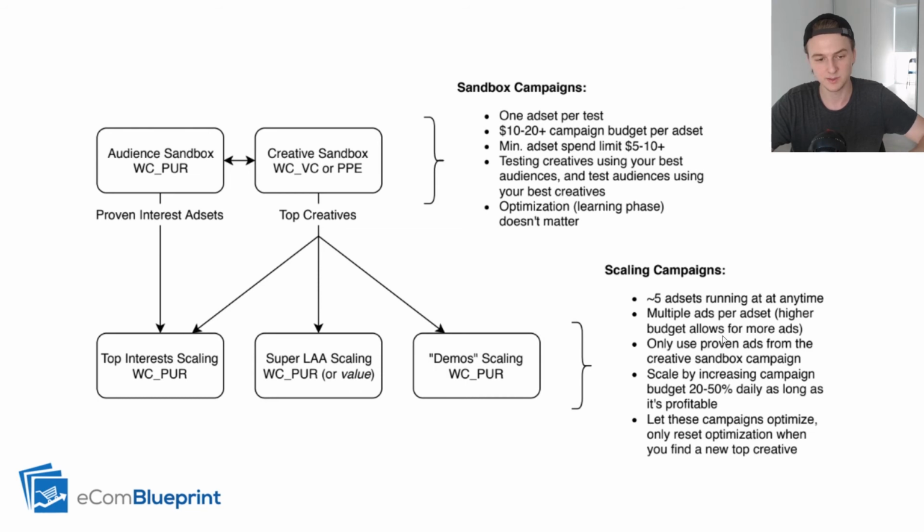And this is good because not all audiences are going to react the same to ads, right? So by having multiple ads per ad set, you can let Facebook pick which ad is the most relevant to that specific audience, and it's going to optimize that way. Now, you only want to use proven ads from the creative sandbox campaigns here, right? You don't want to test ads here, because when you add new ads to these campaigns, it resets the optimization. So that's not worth doing unless you've already tested that ad inside of a creative sandbox campaign and you know it's going to do well. And then at that point, you want to add it to these campaigns.